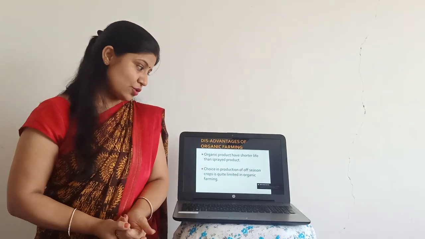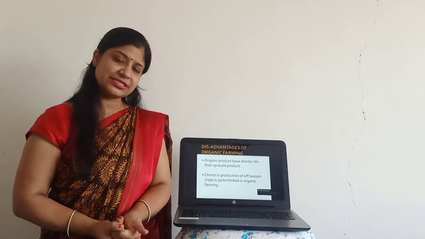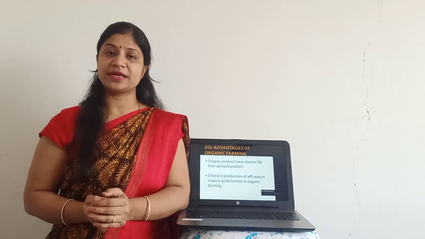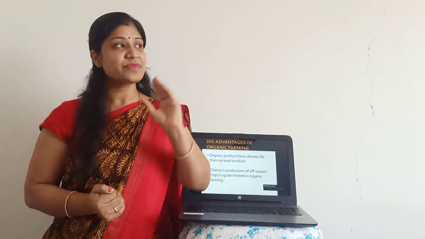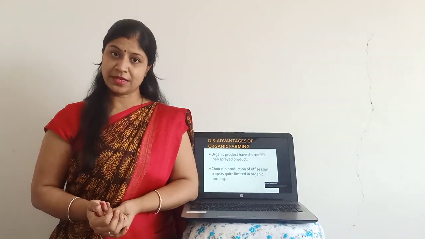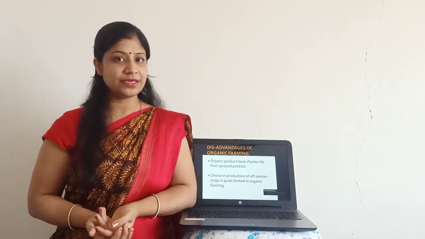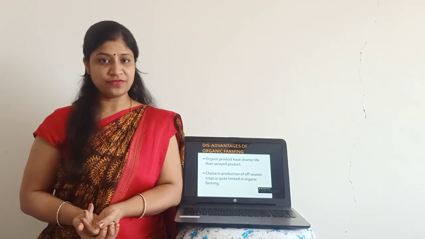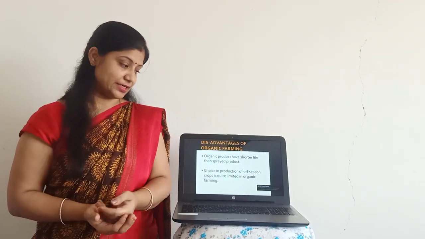Number two, choice in production of off-season crops is quite limited in organic farming. Obviously, when we are talking about natural products, it's connected with the season. When the season allows and the climate supports, the farming will be done. But if there is no season for the particular product, the farming cannot be done. This is called a disadvantage of organic farming, natural production.